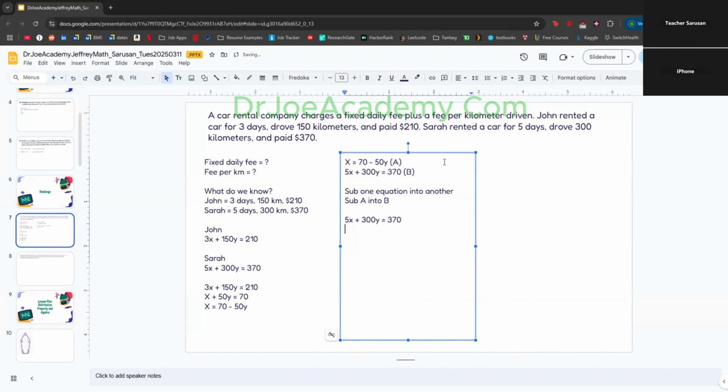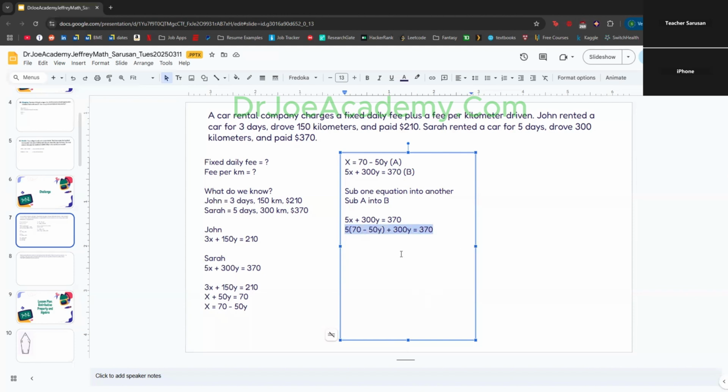And then you take A. A is x equals something. So you find your x and you replace that x with the new x value. We figured out that x equals 70 minus 50y, so let's replace the x with that information. Everything else remains the same because there's no other x's. So here is our new equation. Does that make sense so far?